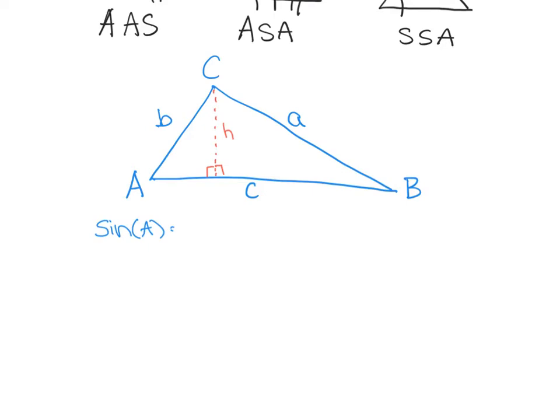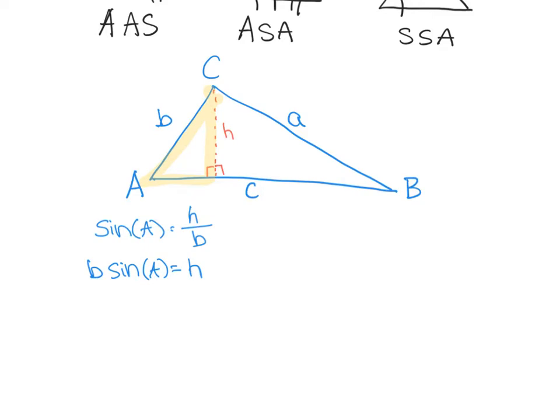Now in this case, when we're looking specifically at this triangle here, our opposite is going to be our height, so not hypotenuse, just height. And then our hypotenuse will be b. And if I solve for h, if I multiply by b on both sides, I get b, my side length b, times sine of my angle A is equal to h.